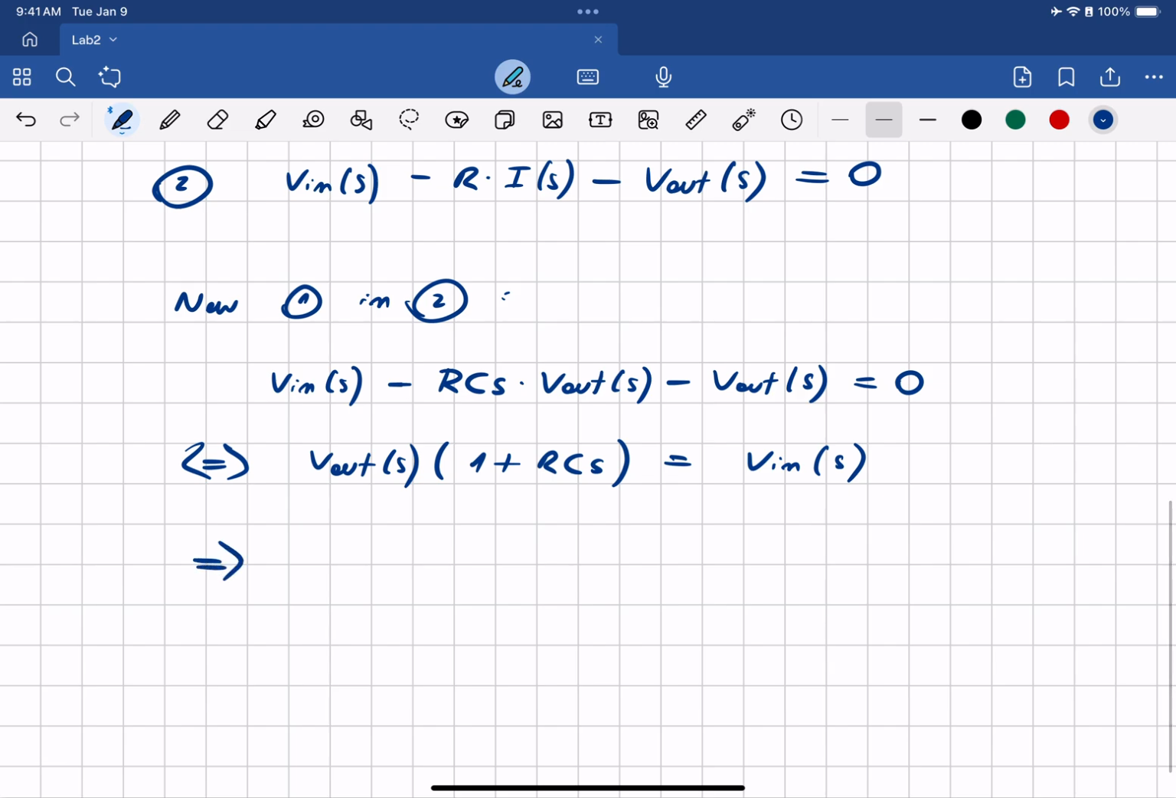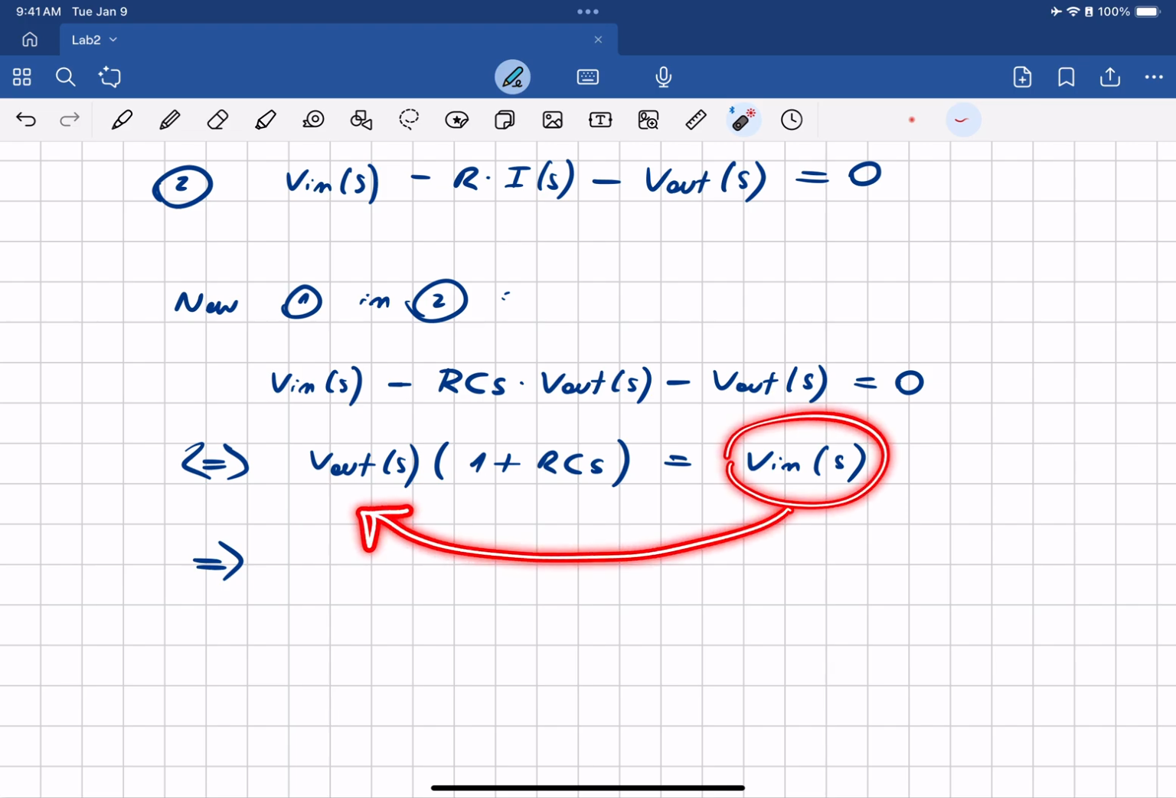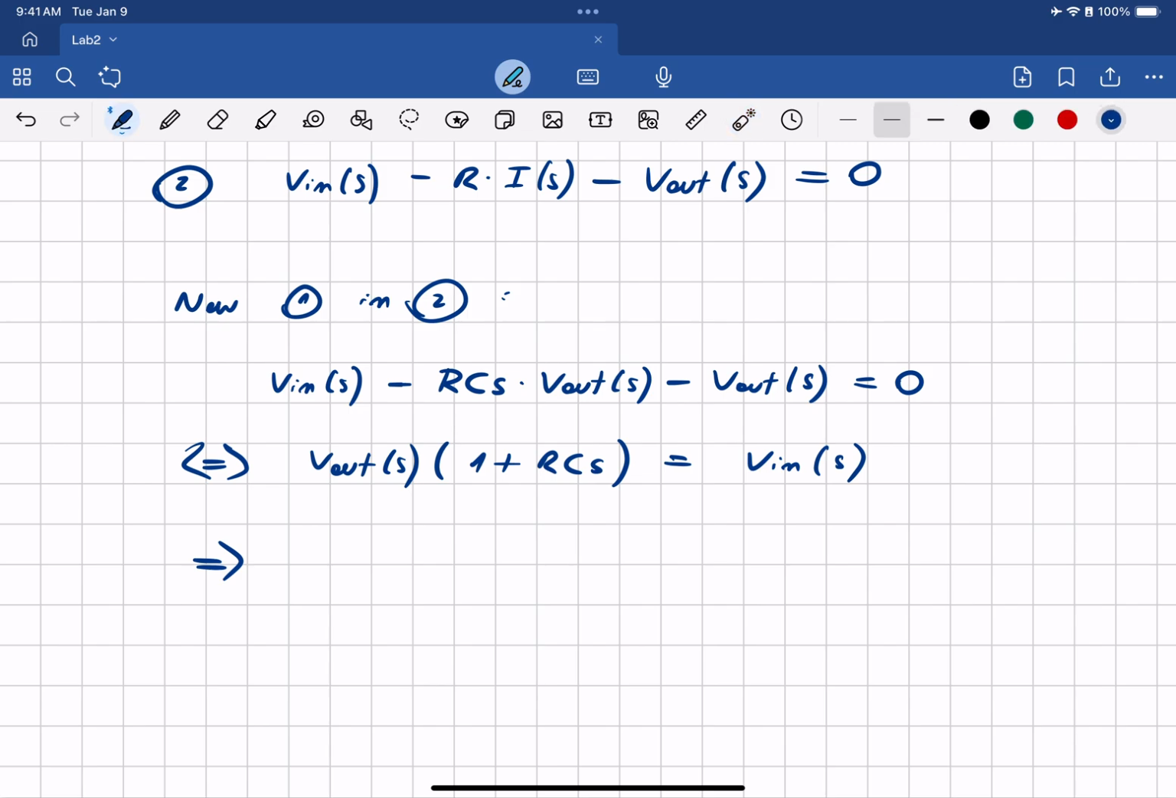And finally, we can divide everything. Sorry, the opposite. We want V out over Vin. So Vin we move to this side, and this element we move to the other side as a denominator. And we finally get V out of S over Vin of S, which in this case corresponds to 1 over 1 plus RCS. And this is what we call H of S.